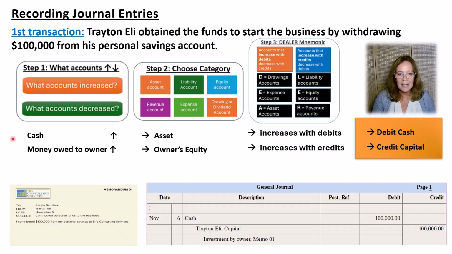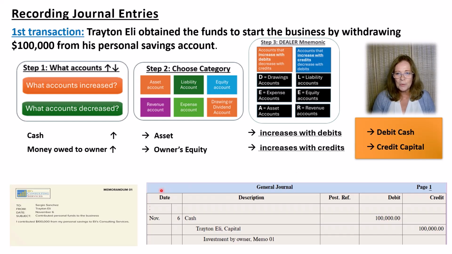When we previously analyzed this business transaction with the help of the accounting equation and the T accounts, we determined that cash increased. Cash is an asset, and assets increase with debits. So we need to debit the cash account. We also said that the monies owed to the owner, Trade and Eli, increased. Monies owed to the owner is part of owner's equity, and owner's equity increases with credits. So we credit capital, a special owner's equity account that is used for the owner's contribution to the company. And we're now ready to record the journal entry.